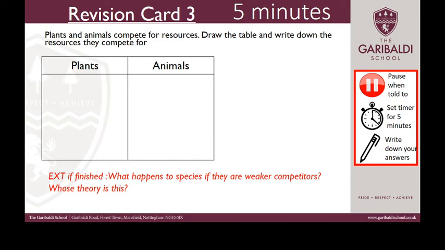The next revision card. This one you have 5 minutes to do. So plants and animals compete for resources. Draw the table and write down the resources they compete for. If you have finished it within the time, or even if you haven't, just do an extension. What happens to species if they are weaker competitors? And a little extra, whose theory is this? So pause, set your timer for 5 minutes and write down your answers, please.